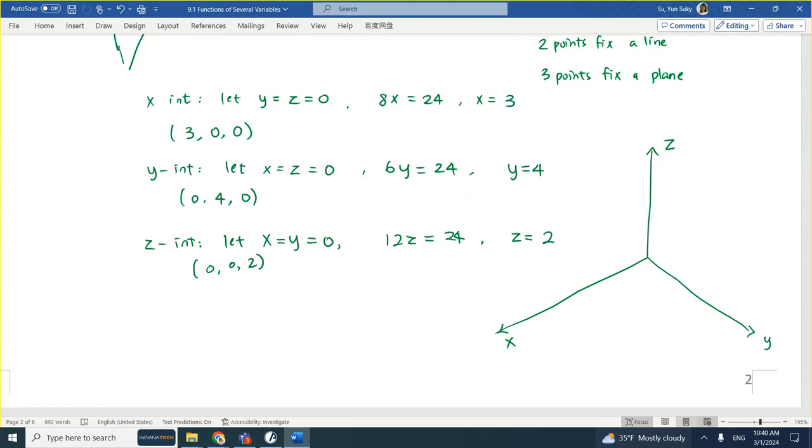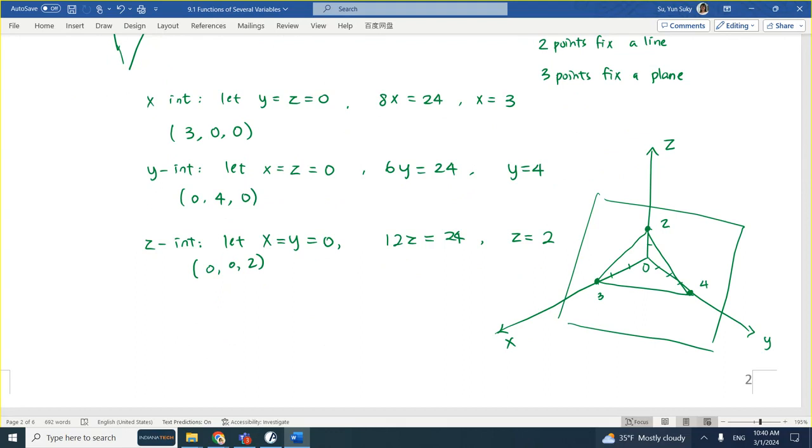Okay. So now the first point is (3, 0, 0). So 3 here, that's the first point, right? And (0, 4, 0): 1, 2, 3, 4 here. And then the other one is 2. Okay. Can you see those 3 points? And now we connect them. Can you imagine it is a plane like that? If you can draw something like this to indicate it's a plane, it intersects those 3 axes like that.